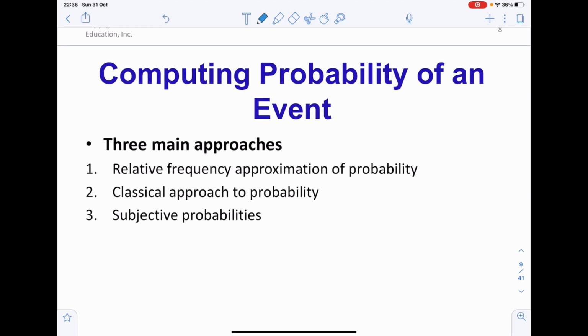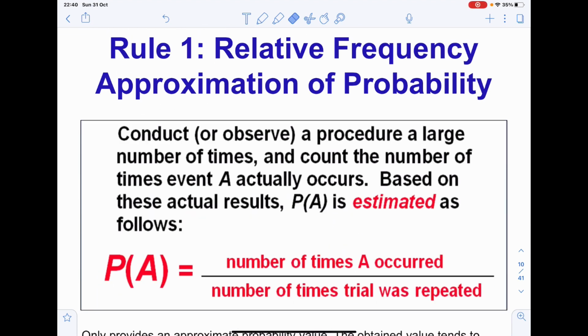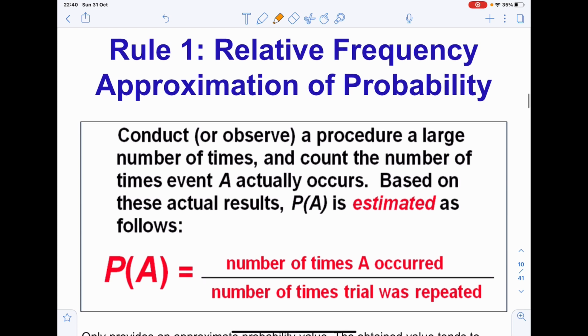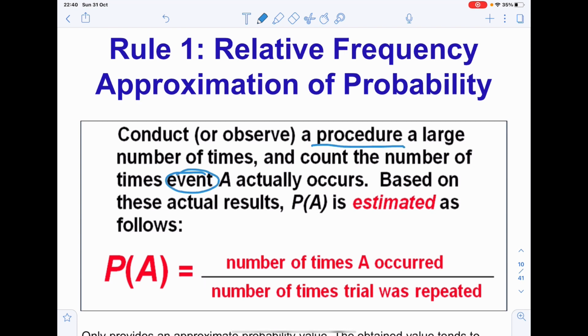Okay, let's see here how we compute the probability of any event. We have three main approaches. The first one, rule 1, is the relative frequency approximation of probability. In this one, as we said before, we have a procedure and we have an event. We don't know exactly how possibly the event A can occur. So what we have to do here is to repeat the procedure a large number of times. We will repeat it over and over, and every time, we will count the number of times that event A actually occurs.